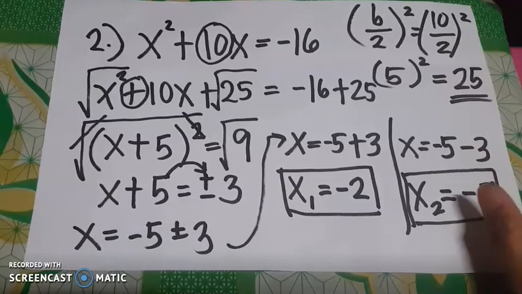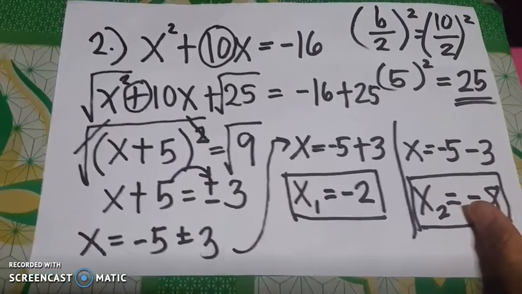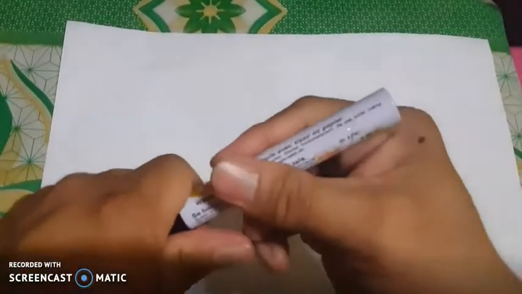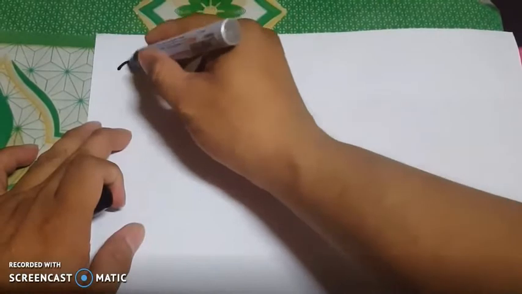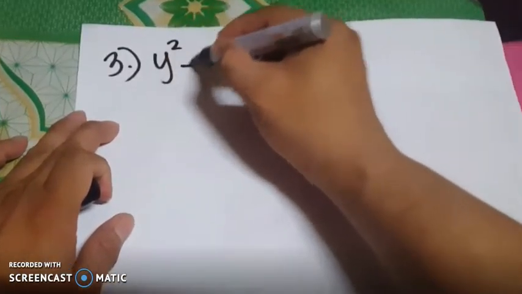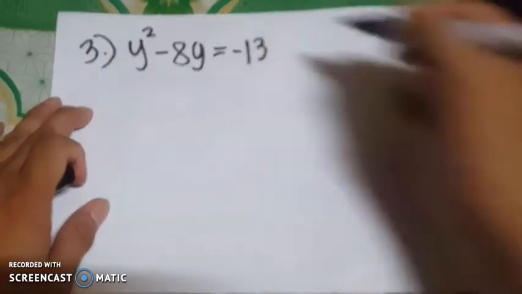So to further understand the lesson on how to solve quadratic equations by completing the square, let's try another example. Let's have example number 3. Example number 3 is y squared minus 8y is equal to negative 13.